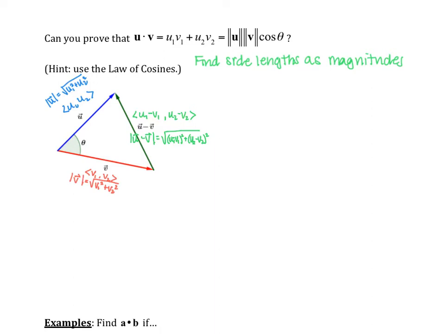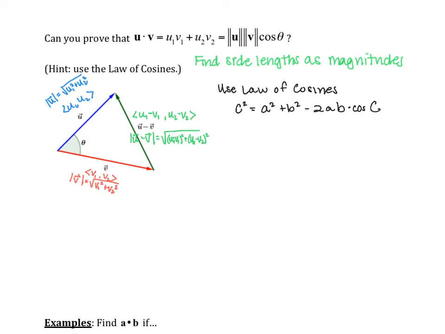The hint that was given was to use the law of cosines, and that requires you to know the law of cosines. Do you remember that the law of cosines says that c squared is equal to a squared plus b squared minus 2 times a times b times the cosine of C?